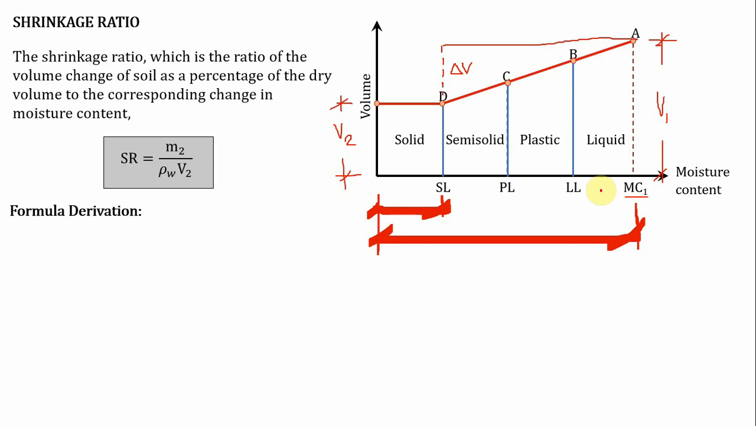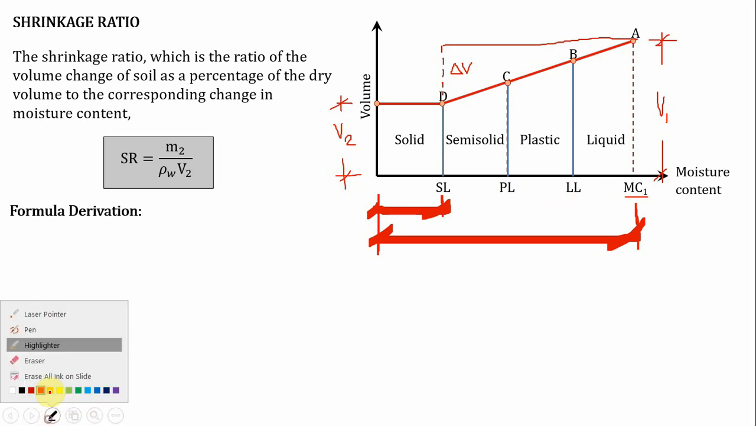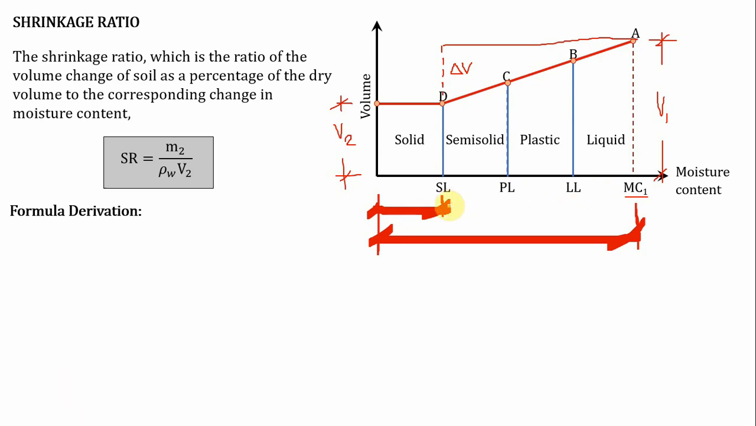How do we solve the change in moisture content? This is our change in moisture content, which is simply MC1 minus SL. Do you get me? In deriving the shrinkage ratio, we will start from its definition.